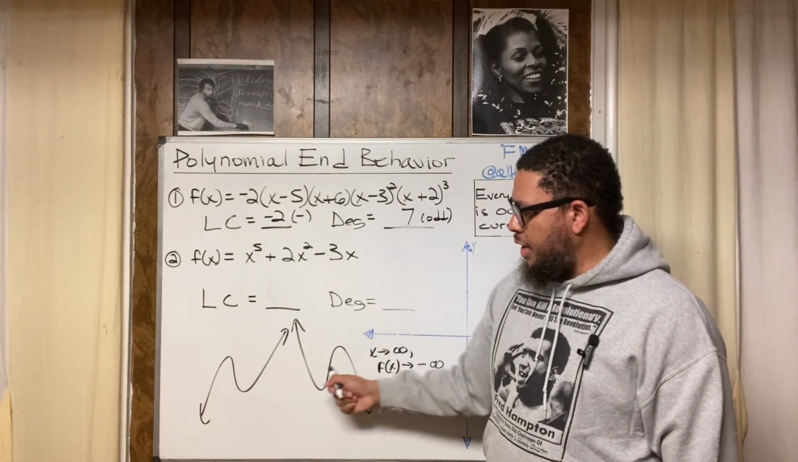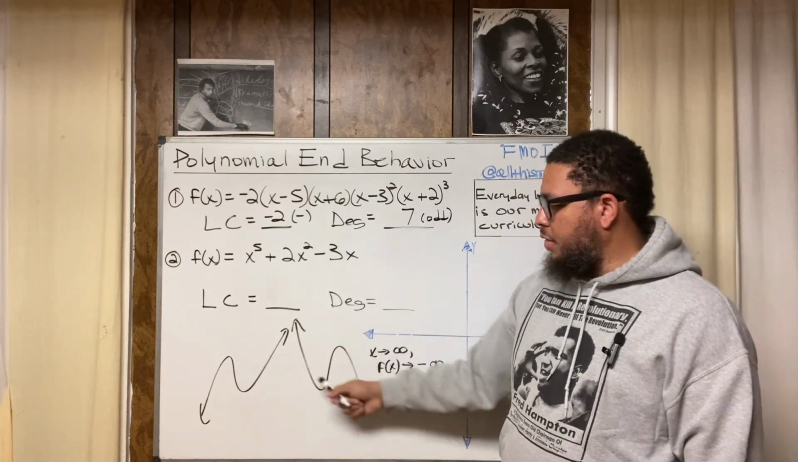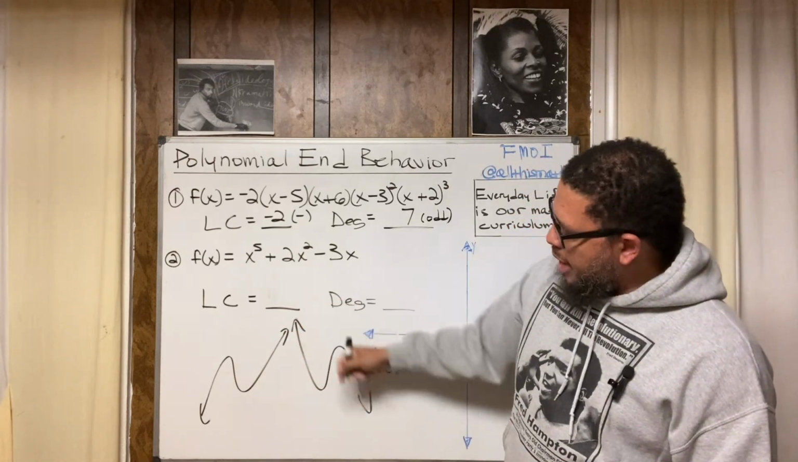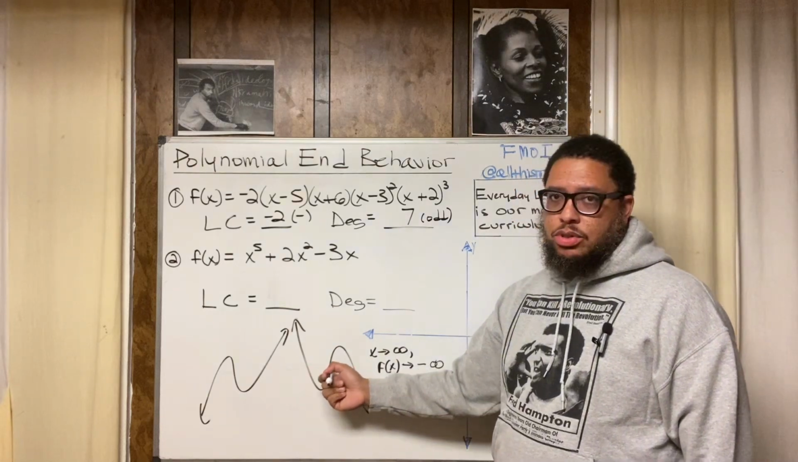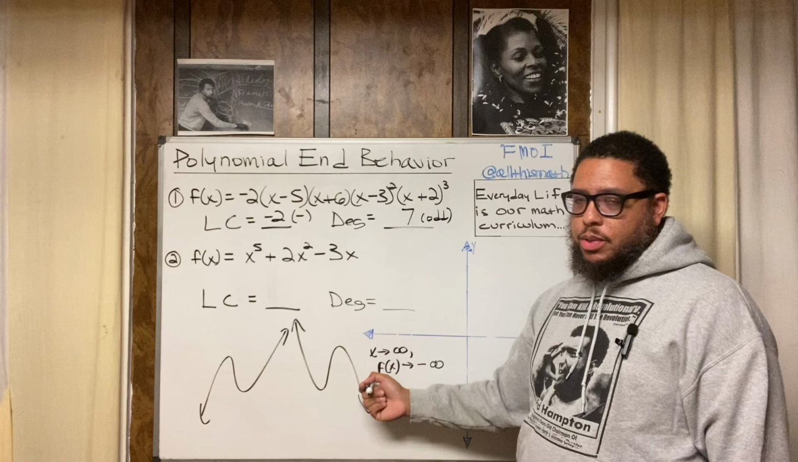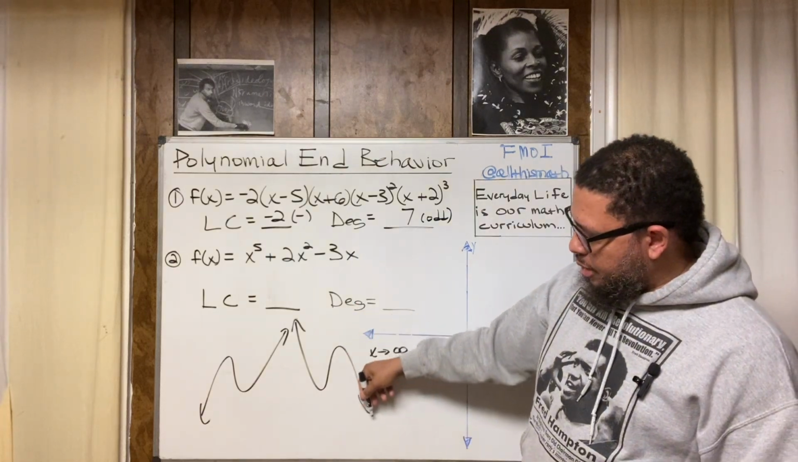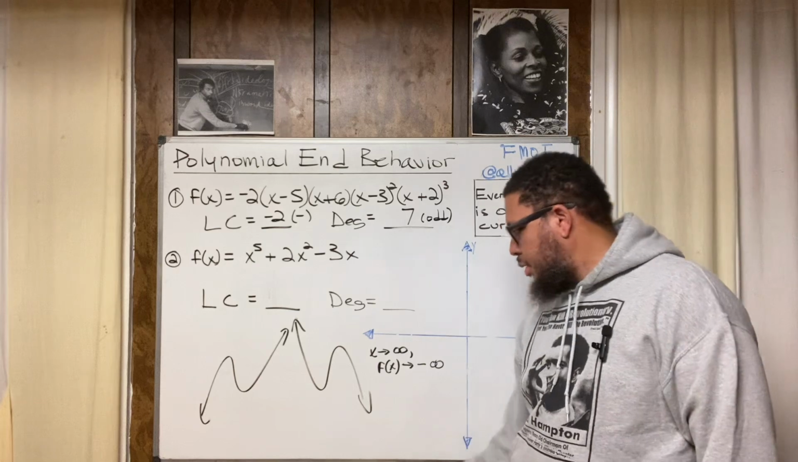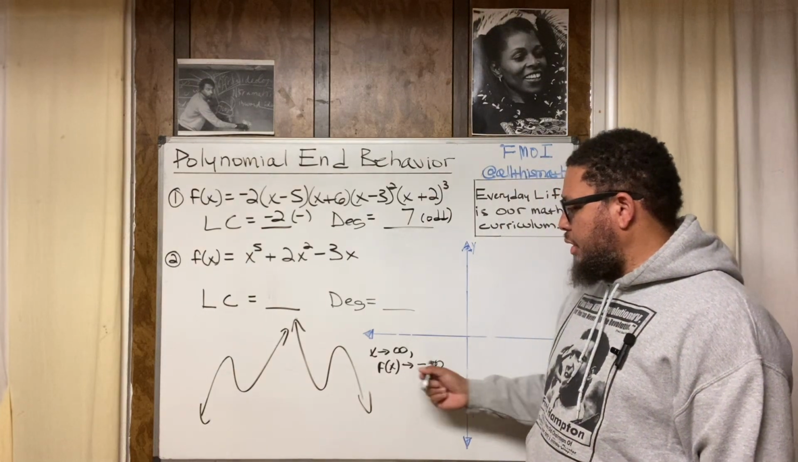So imagine this is your graph right here. As you count the x values, you're getting bigger and bigger. You're going from 1 to 2 to 3 to 4 to 5 to 6 to 20 to 40 to 60 to 80, 100, whatever. What's happening to the y values? They're going downhill, downhill, downhill. So that means they're getting smaller and smaller. They're going all the way down to negative infinity, all right?